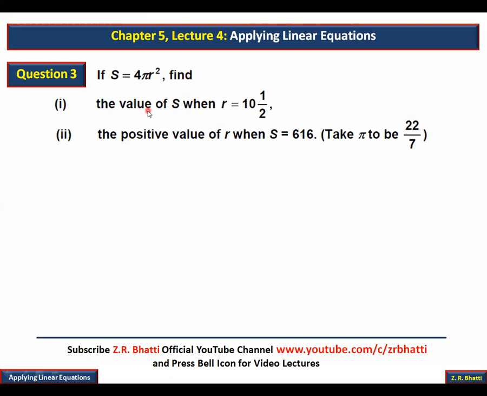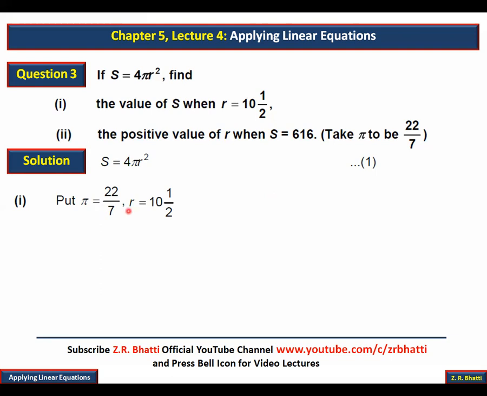So just concentrate on the first part of the question. S is equal to 4 pi r square, label it as equation 1. Put pi is equal to 22 by 7 because it is given. Keep in mind, pi is not equal to 22 by 7. It is basically approximately equal to 22 by 7, and it is always given for the simplification. Next, r is equal to 10 whole 1 by 2 gives you 21 over 2.